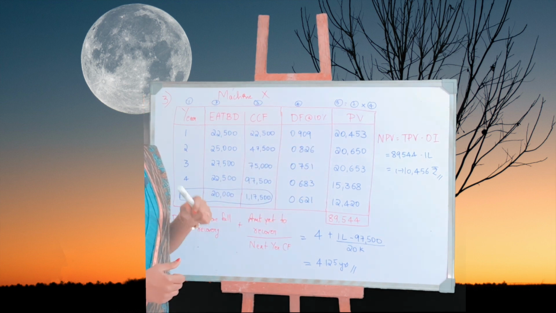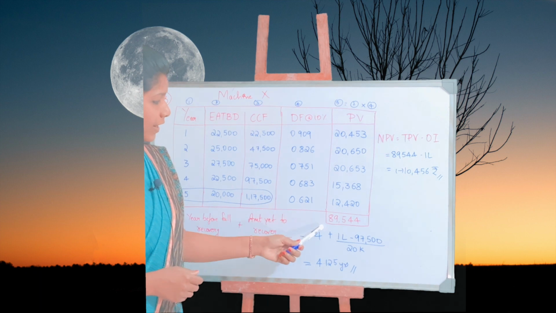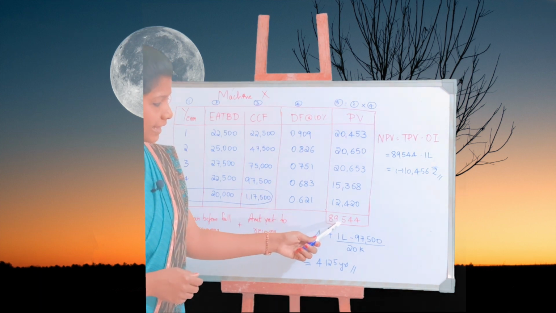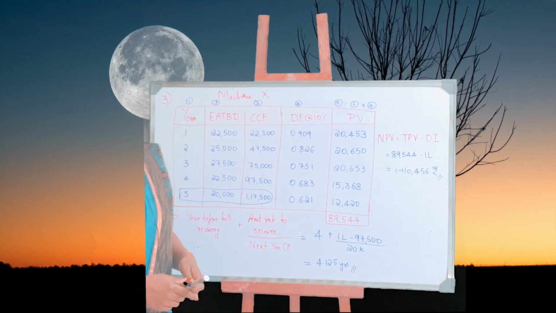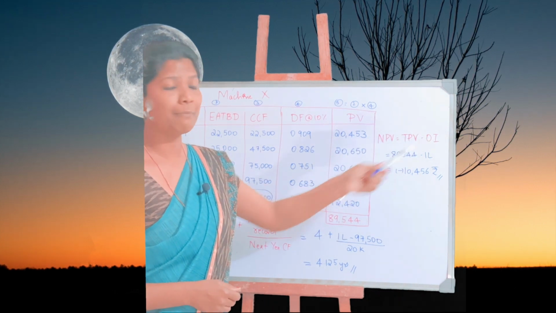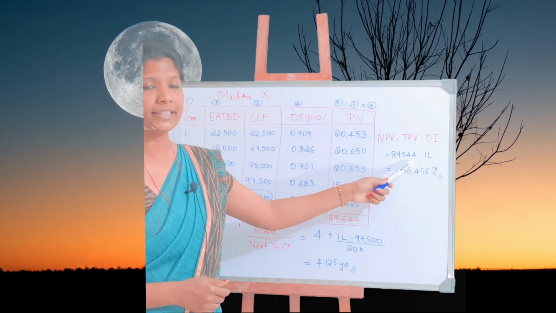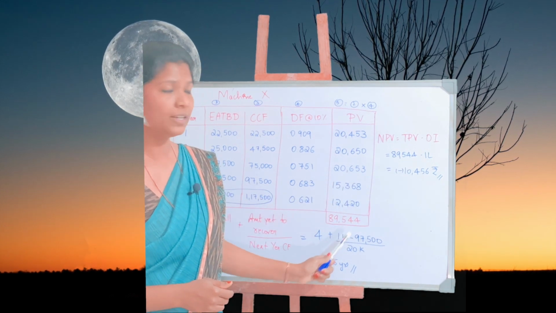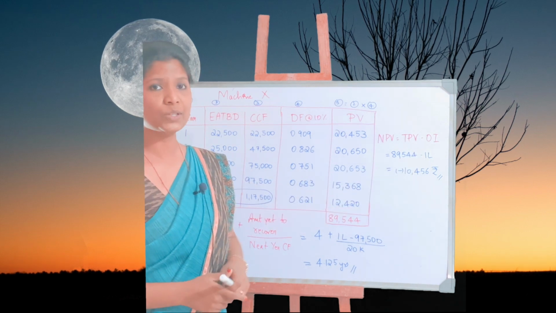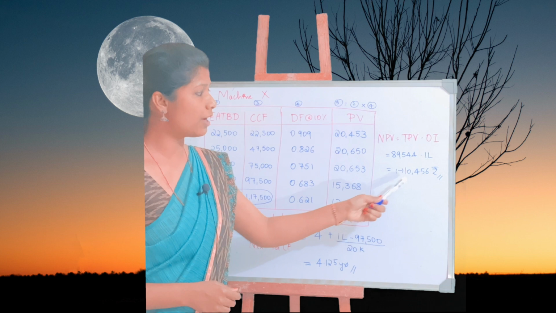So we need total present value to find out NPV. So I'm going to add the present values and arrive at total present value 89,544. My formula NPV is total present value minus original investment. What is my total present value? 89,554, what we found out, minus OI, that is 1 lakh rupees. You will get the answer negative 10,456.